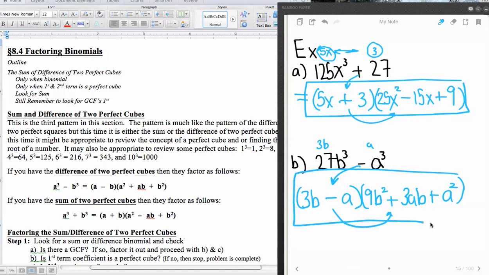Now sometimes it's going to look like you'll want to factor that, but it's almost 100% of the time that it won't factor. So just don't. You can look at it, but don't think it's a perfect square trinomial.